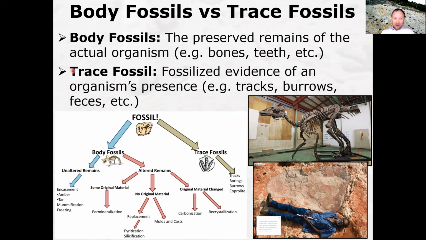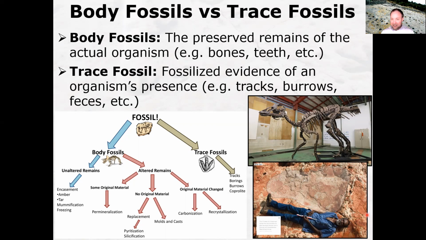Trace fossils are fossilized evidence of an organism's presence or their behavior. So they're traces that the organism was there, but they're not the actual organism itself. Things like tracks, like these dinosaur prints behind me, burrows, even feces, lots of different things count as trace fossils, and that's what we're going to be talking about today. So, we have a fossil. Is it a body fossil? Is the skeleton unaltered remains, permineralization, replacement, molds and casts, carbonization? We talked about all these earlier on. Or is it a trace fossil, things like tracks, borings, burrows, and coprolites? That's what we're going to be talking about today.